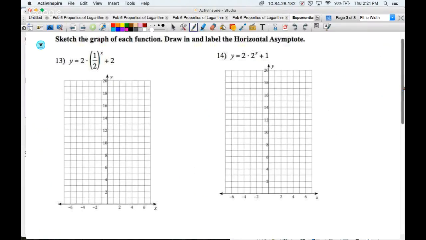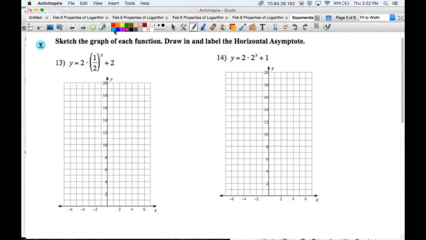Another thing that will be on the quiz, though, is graphing, very similar to this, where we've got a vertical shift, we've got an A value, and we'll either have exponential growth or decay as determined by our B value. So that's our A, that's our K, that's our B value.